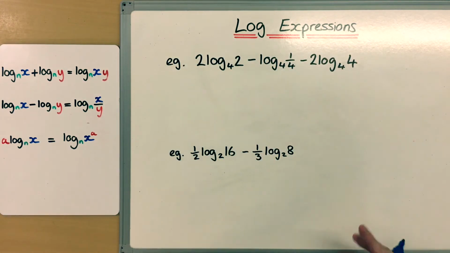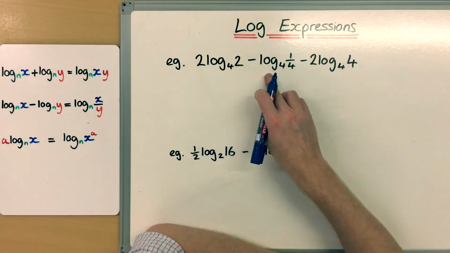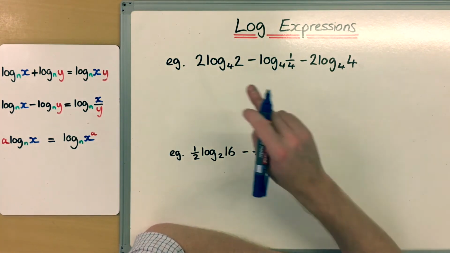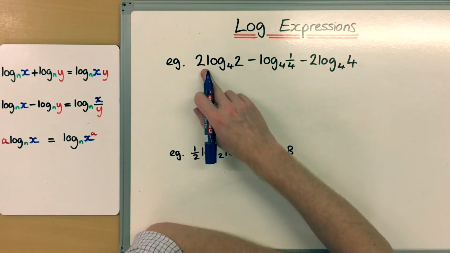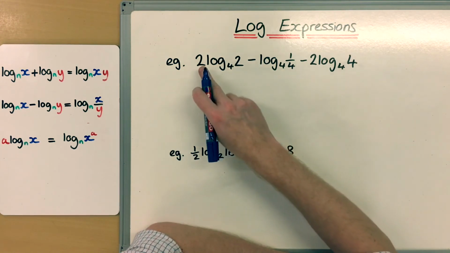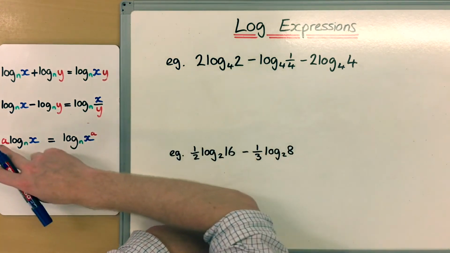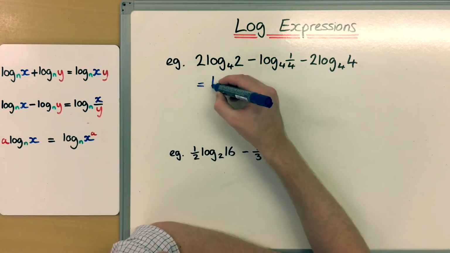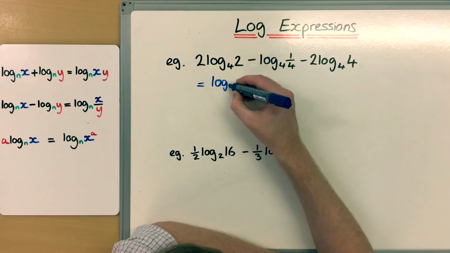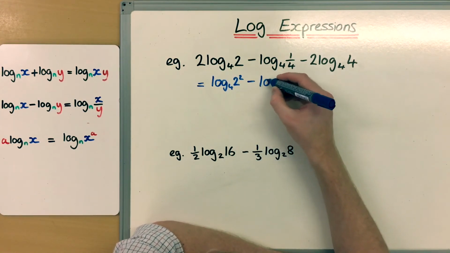So I'm actually going to look at 2 more examples. Here they are, and you'll see that we're now including this third log law. Now the first thing is I can't start to put together these logs until I've got everything as a plain log, in other words, no coefficients in front of it. So first thing I'm going to do is take this 2 log to the base 4 of 2, and I'm going to put this 2 up here as a power. So this becomes log to the base 4 of 2 squared, and the rest I'm going to leave the same for a second.